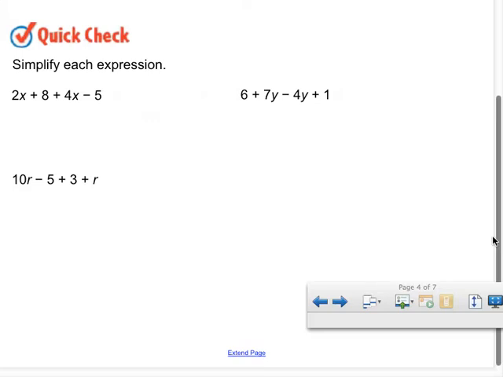Mr. Lopez, can you walk me through the first problem? Okay. First thing to do is identify the like terms. And what are the like terms? 2x and 4x. Very good. So 2x and 4x are my like terms. And then I have what's left over, right? Okay, so go ahead and combine your like terms. What's that going to be? 6x plus 3. Very good. Anything else? Nope, that's it.